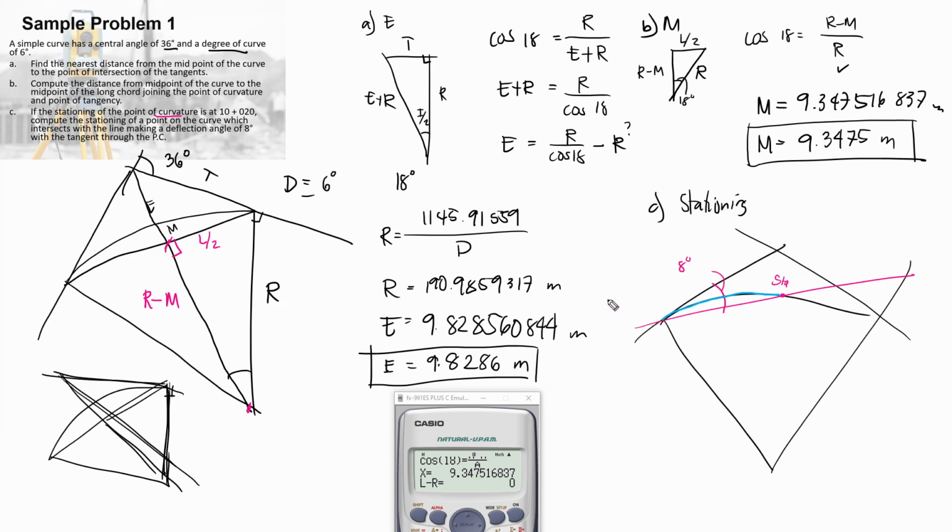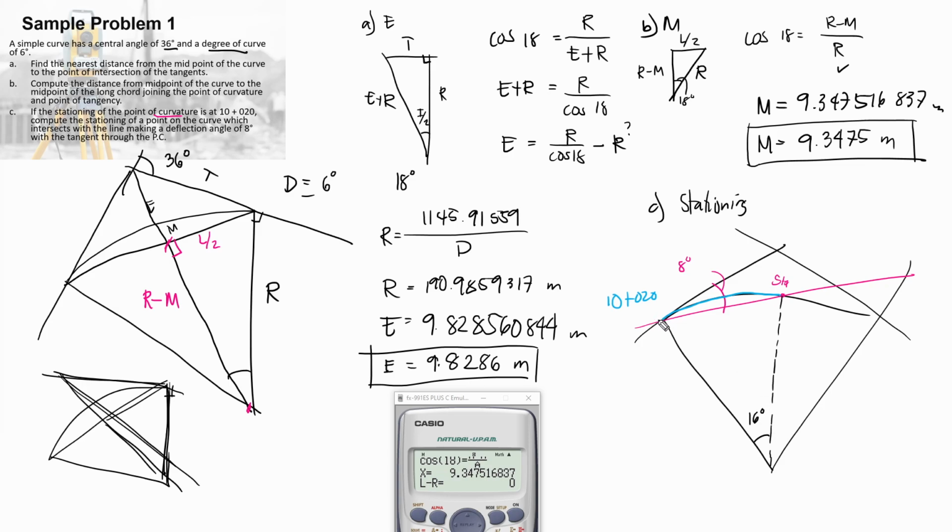So, kung meron tayong station dito na 10 plus 0.20, ano yung magiging station nito based dito? So, i-add natin itong length na to. Ngayon, kung given tayo ng 8 degrees na deflection angle, dun sa properties ng circle, kung i-connect natin to doon sa center natin, itong angle na to is doble nung angle na yon. So, this is 16 degrees.